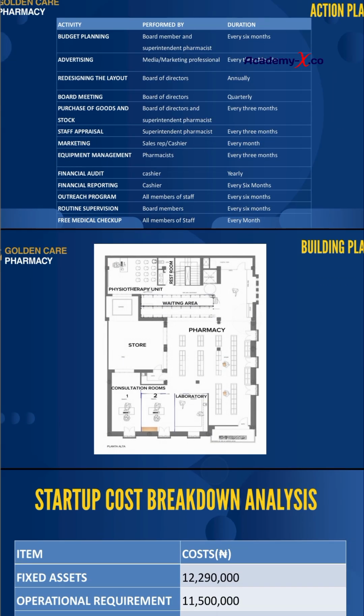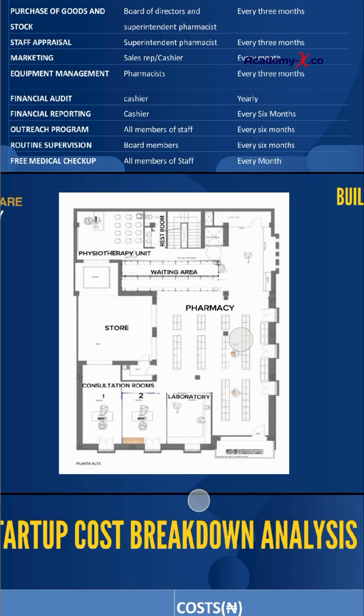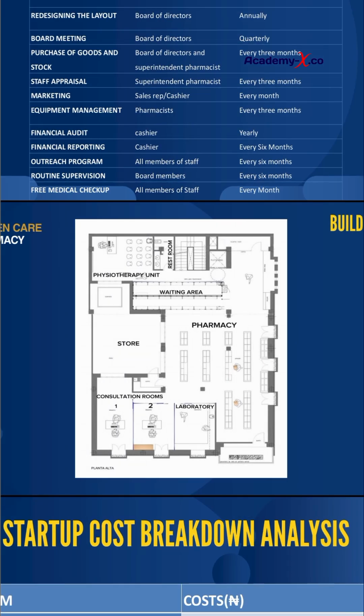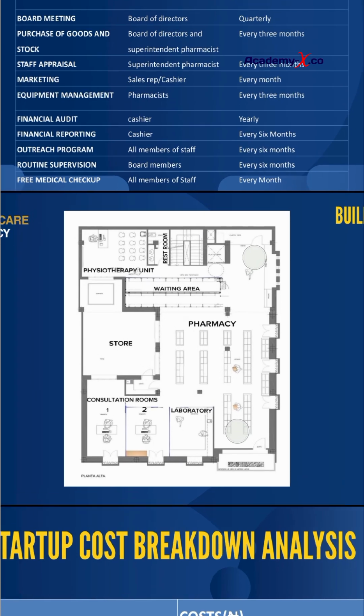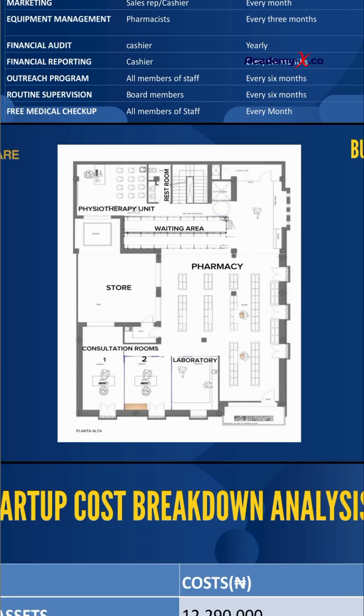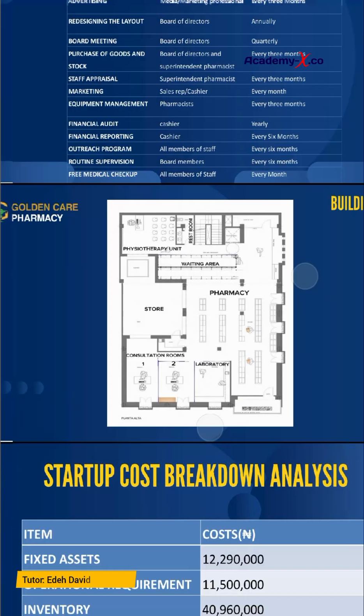So this is the building plan. If you have a graphic designer around you, you can get this done. You could also look online to see if you can find templates that match what you have. So for us, we were able to get ours online and then add labelings on it. So we have physiotherapy unit, consultation rooms, laboratory, pharmacy store, waiting area, restroom. Everything you need for this pharmacy to be operational is right here.